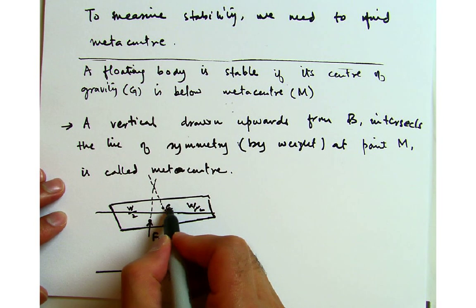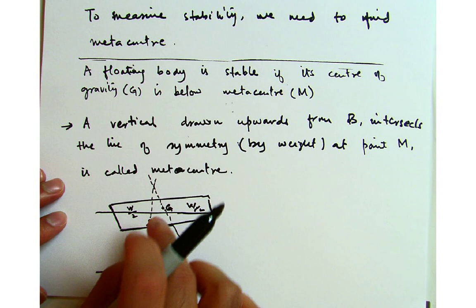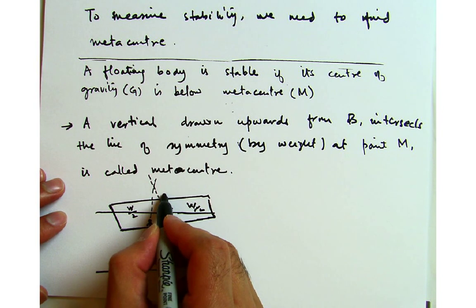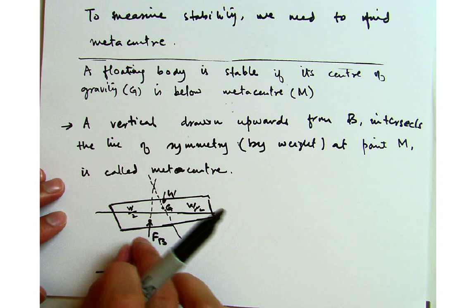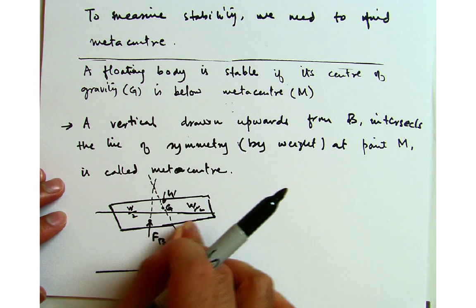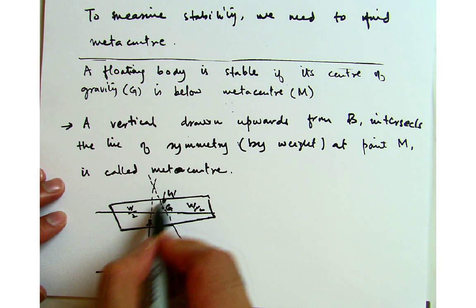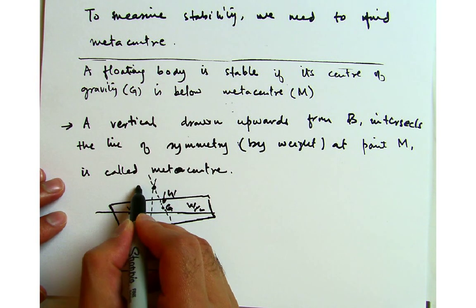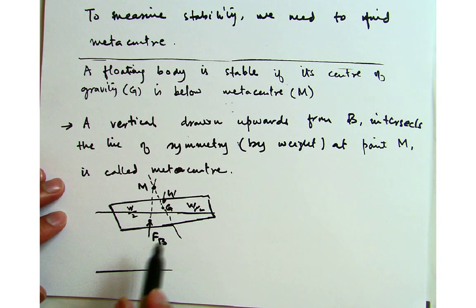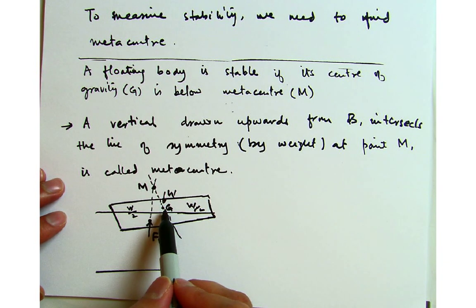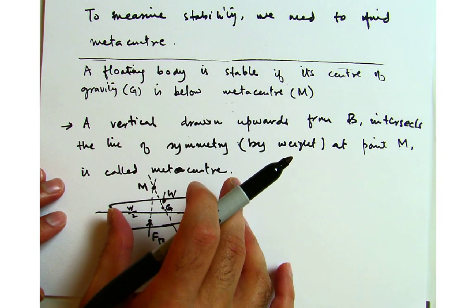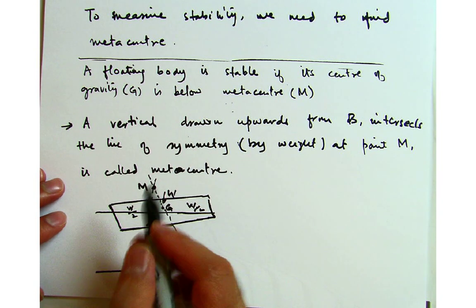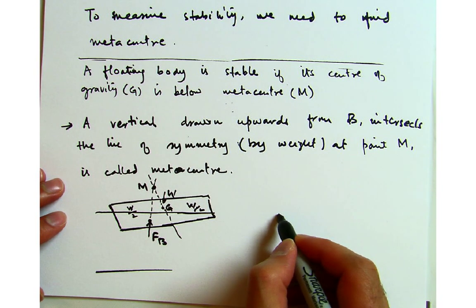This point is G, where the weight is acting, but then I have to divide this into half of the weight here, half of the weight here, and where these two lines intersect, this point I am calling M. So as long as M is above G, this will be stable. But let me give you an exaggerated view of the same thing.